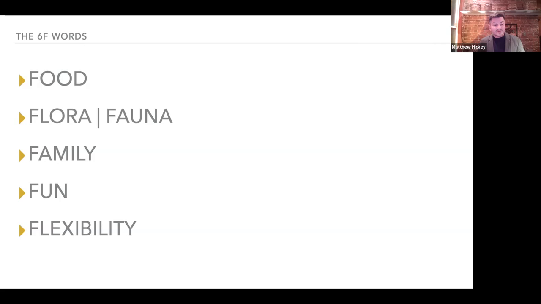And the last one for us, flexibility. This is about thinking seven generations ahead, creating cities that are flexible enough that they can adapt to our quickly changing communities and environments. Next slide, please.